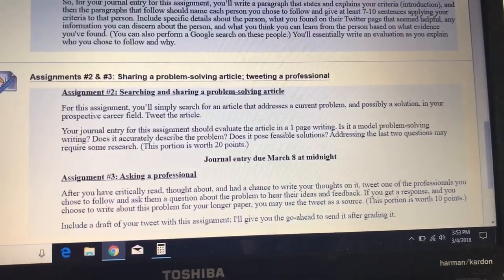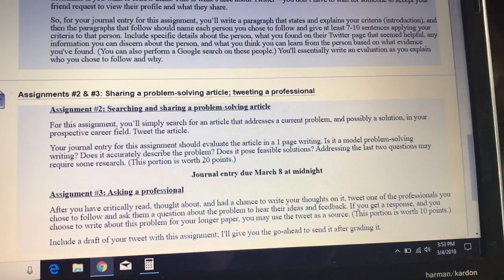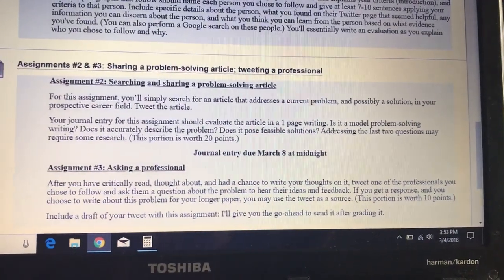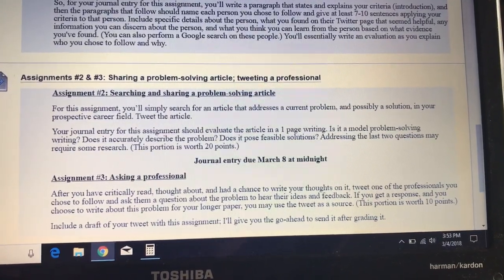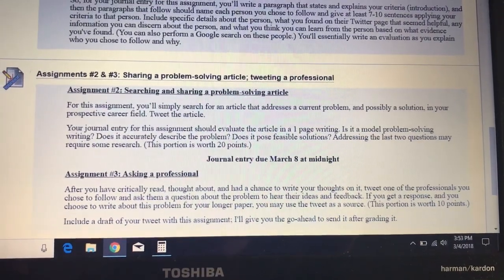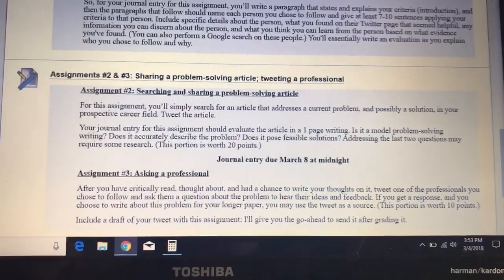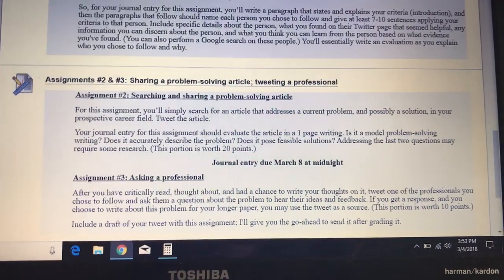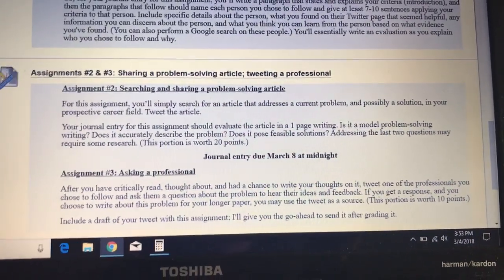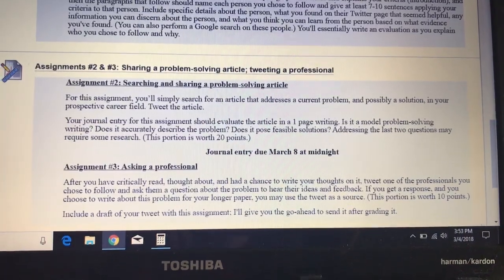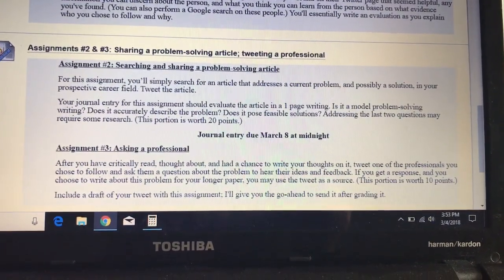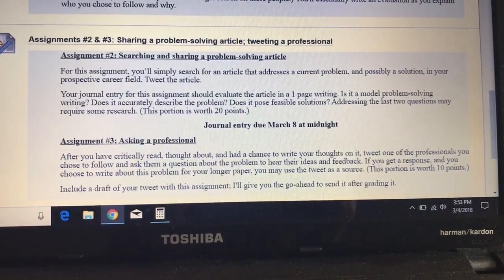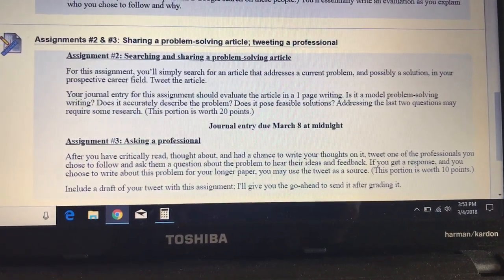If you are having problems figuring out how to start, what I would do is just Google problems related to, for example, if your field is education, problems in education. If your major is nursing or a health-related field, you could Google problems in nursing. You should be able to find some articles or at least some topics that'll give you an idea of where to start.